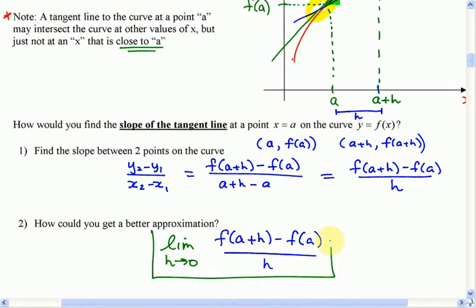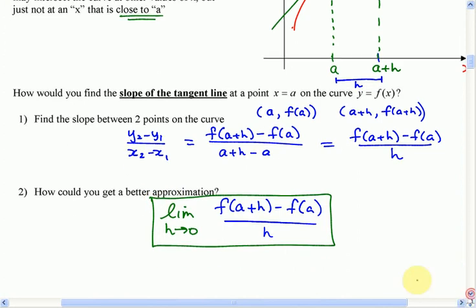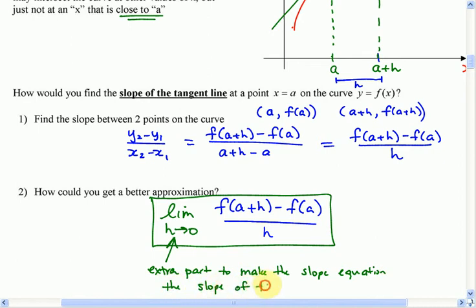Okay? So this is the extra piece you put in, extra part, to make the slope equation the slope of the tangent line. Okay?